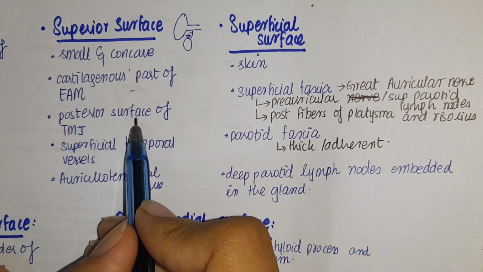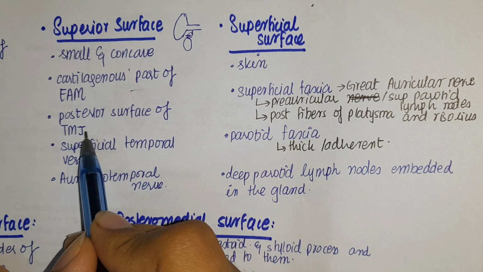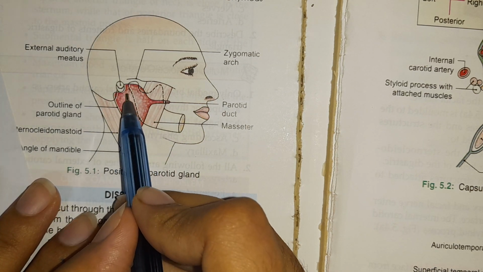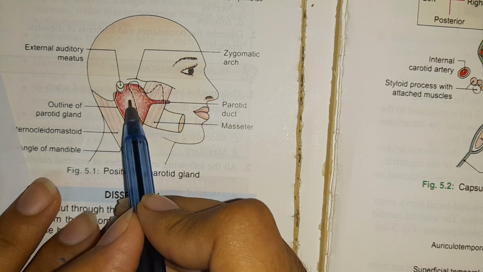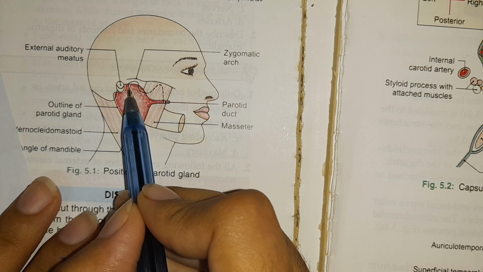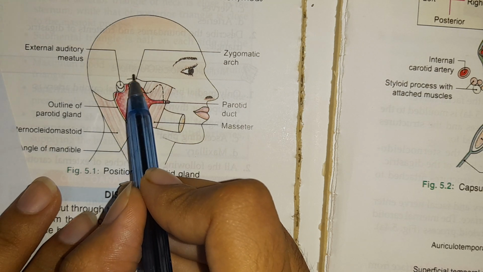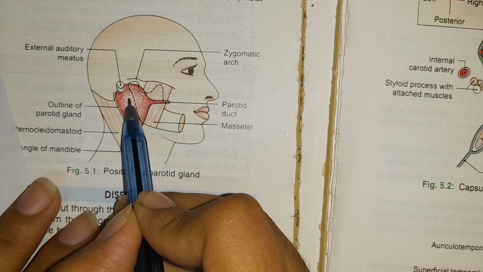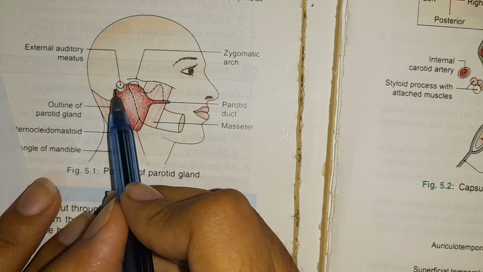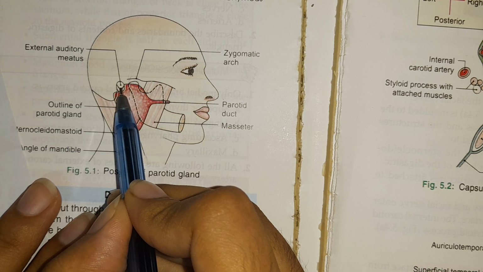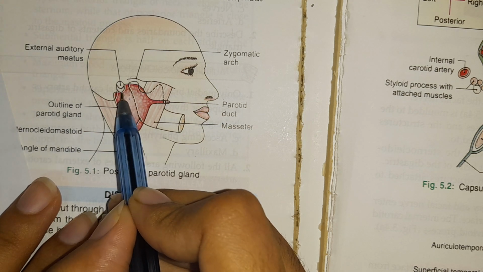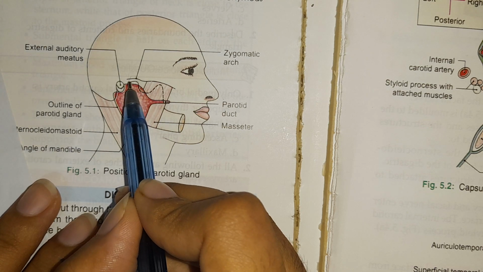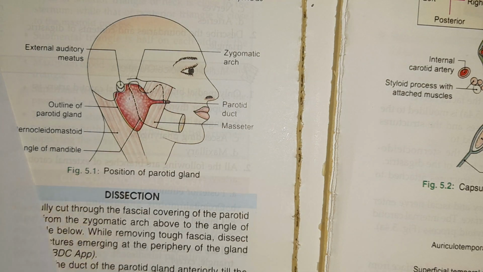Then it is also related to the posterior surface of the temporomandibular joint. You can see the ramus of the mandible, and you can see this parotid gland is situated just on the posterior border of this ramus of the mandible, and with this ramus of the mandible we have the temporomandibular joint over here. So we can say that the parotid gland is majorly related to, firstly, the cartilaginous part of this external acoustic meatus, secondly to the posterior border or posterior portion of this temporomandibular joint.